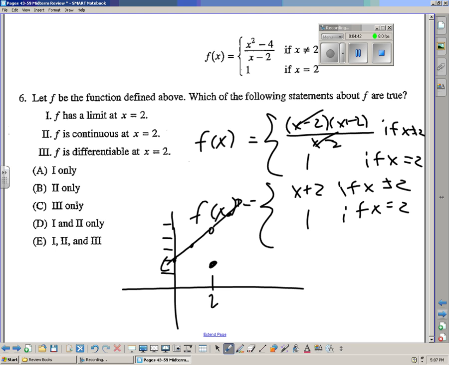And so does the limit exist? Well, this is the shutter method. I don't care about what's happening on the inside at 2. I care about what's happening from both sides here.